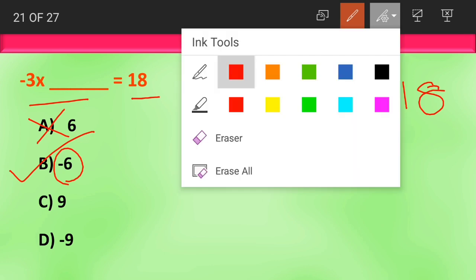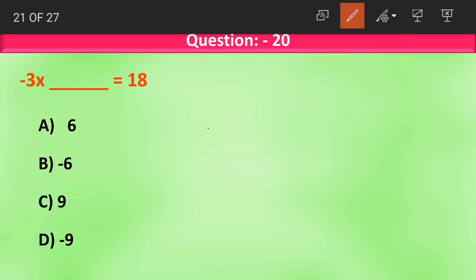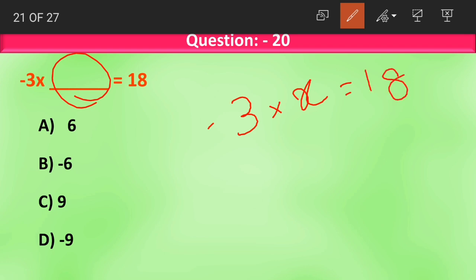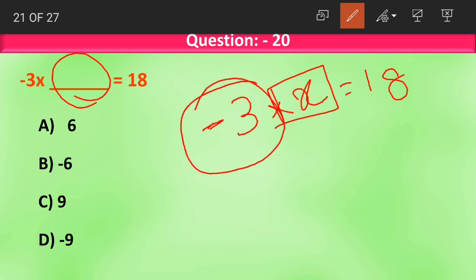Option B, minus 6. Another way of solving this question is that minus 3 into x. We don't know the value of this number here, right? So let us keep it as x is equal to 18. We want only x. The extra number here is minus 3, and it is in multiplication with x.